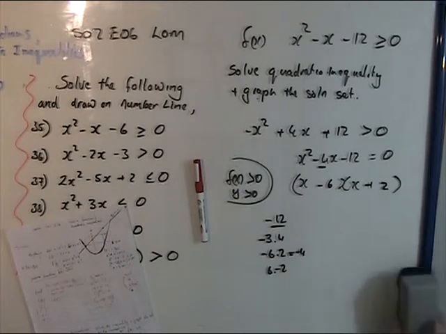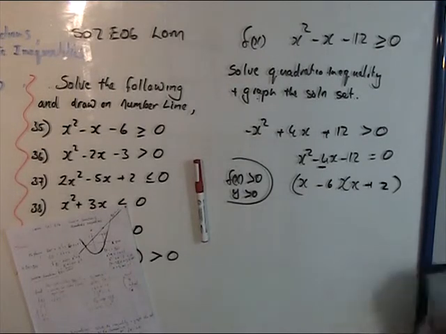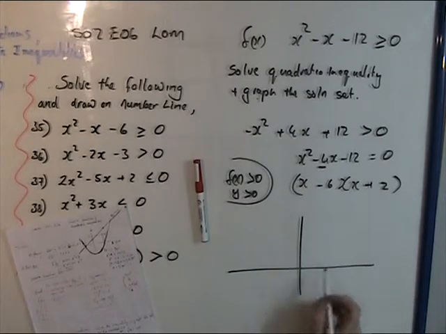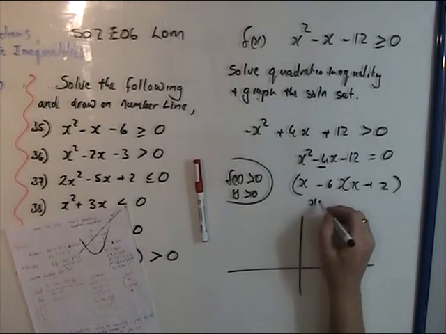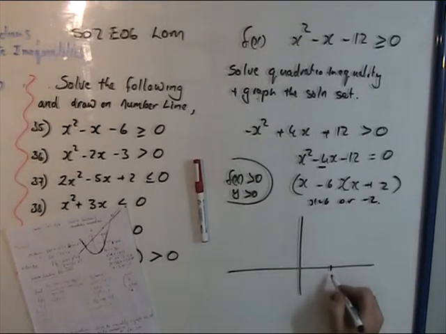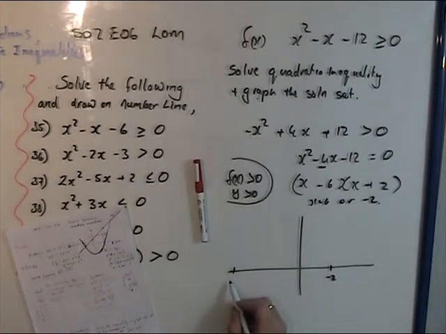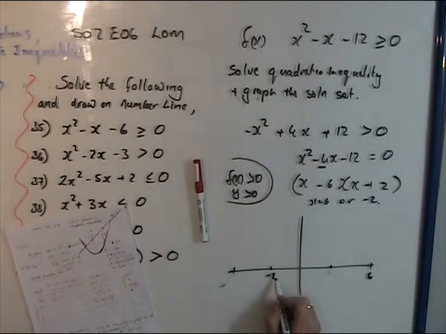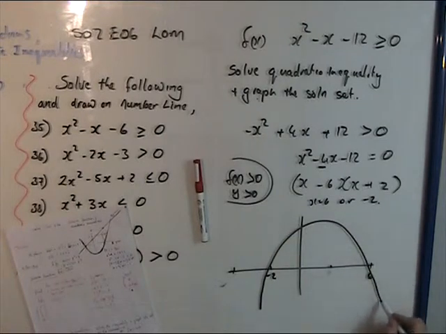Okay, that looks great. Now that quadratic, because it's a negative, and I have the values, what are the values? x is equal to 6 or minus 2. So there's minus 2, and this is plus 6. This is just a kind of a sketch, but anyway, it's roughly what it looks like.